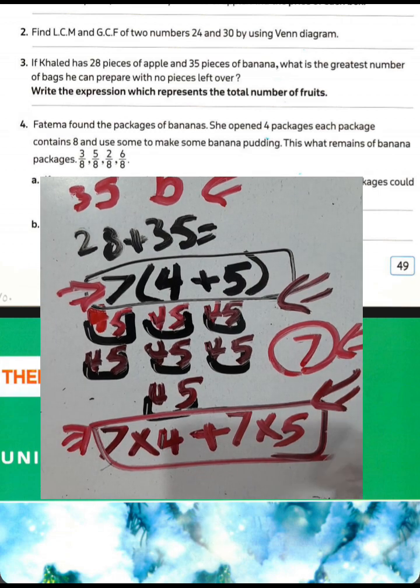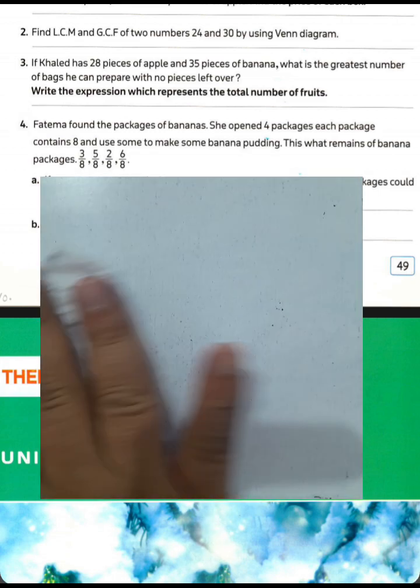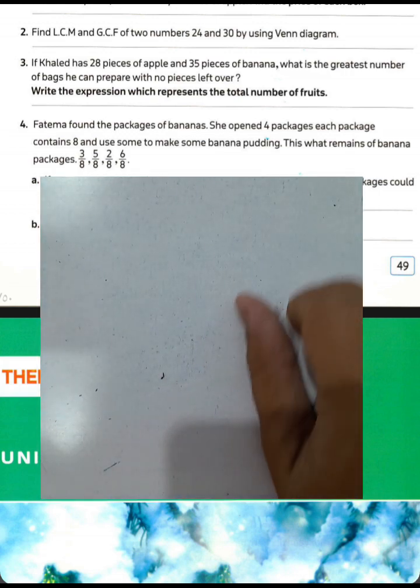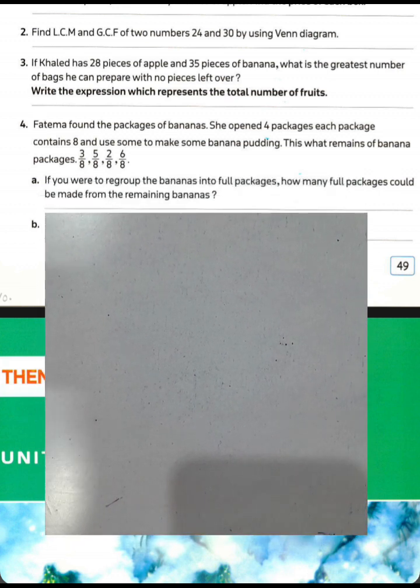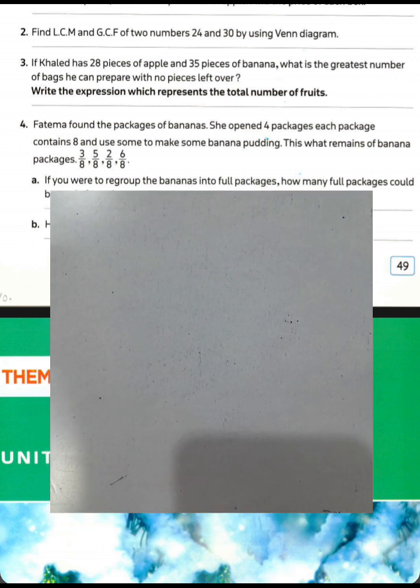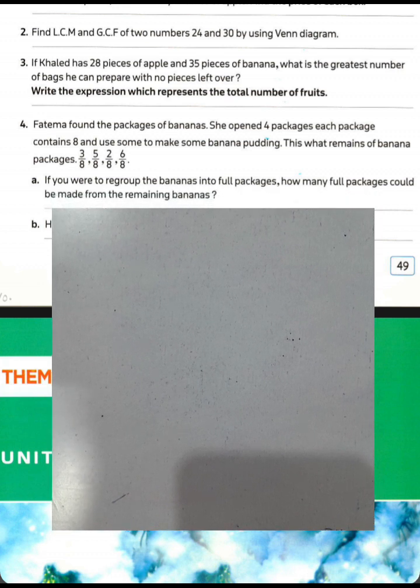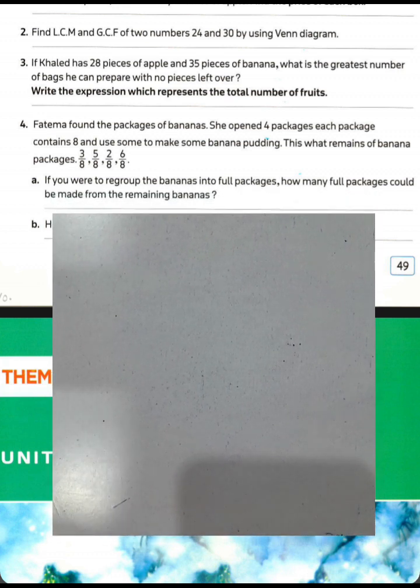Look with me at question number 4. Fatima found packages of banana. She opened 4 packages. Each package contains 8 and used some to make some banana pudding. This is what remains of banana package: 3/8, 5/8, 2/8, 6/8. If you were to regroup banana into 4 packages, how many 4 packages could be made from the remaining banana?